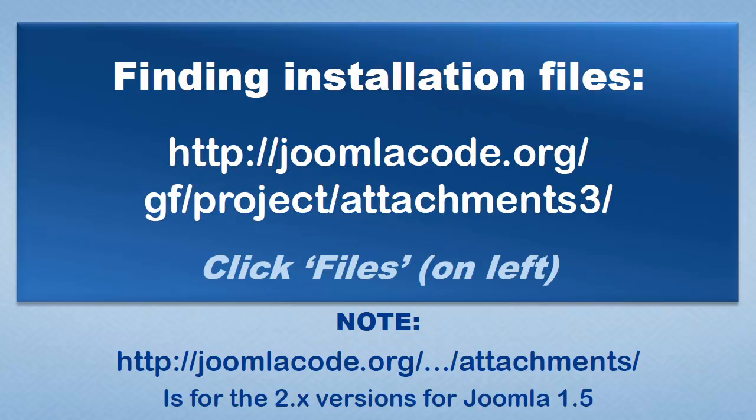You may download the attachments extension from the joomlacode.org website. You can find details by visiting the extensions area in the joomla.org website and searching for attachments, or by doing a web search for Attachments 3 for Joomla. Here's the URL for Attachments 3 project area on the joomlacode.org website. Note that there's two separate areas on joomlacode.org for attachments. One for the 2x series for Joomla 1.5 and another for the newer 3x series for Joomla 1.6 and up.